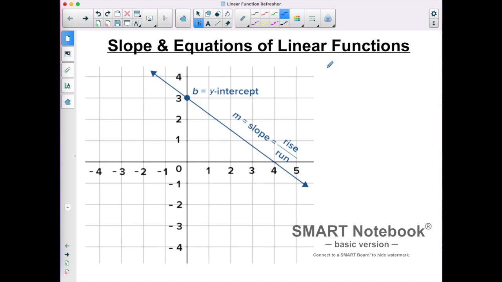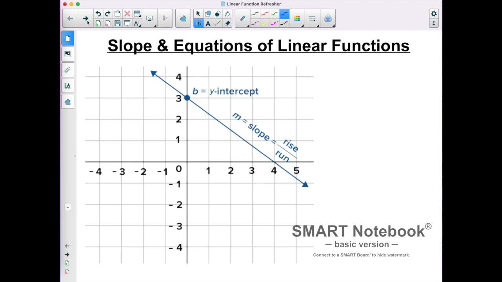In this video, we're going to review some important concepts about linear functions. Every linear function has a constant slope, so it's going up or down at a constant rate, and that slope is often represented by a letter m. We also look at the y-intercept of the linear function. That y-intercept is often represented by the letter b. And we'll see how we write the equation of a line in just a little bit.